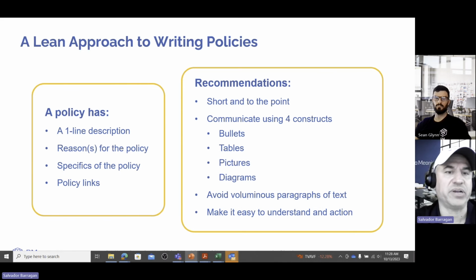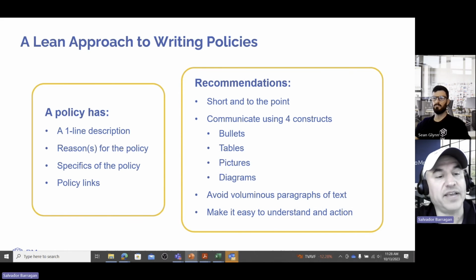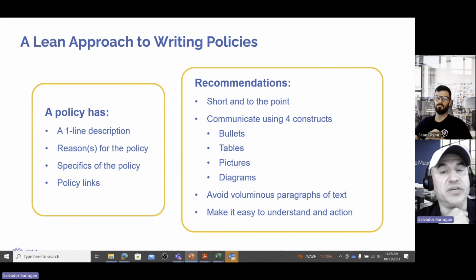You don't want paragraphs after paragraphs because nobody's going to read it. You want to address the reasons for the policy. Be very, very specific about those reasons. The specifics of the policy: what exactly is the policy addressing? And then some links to the policy. Very, very important, specifically if that policy is referring to other policies or other standards, or other areas that may need to be addressed within the policy.